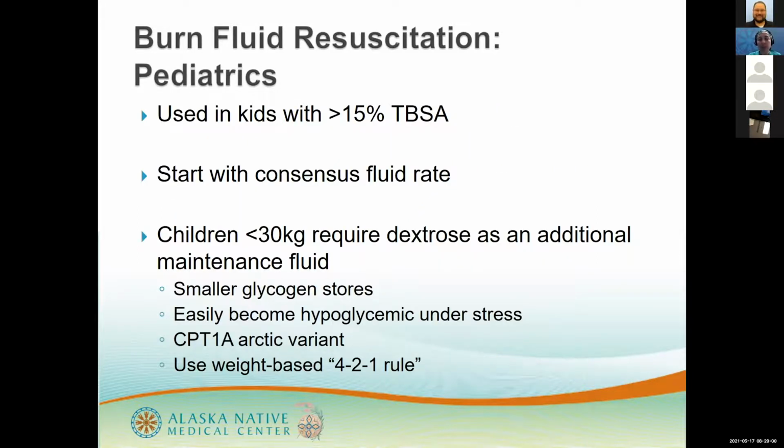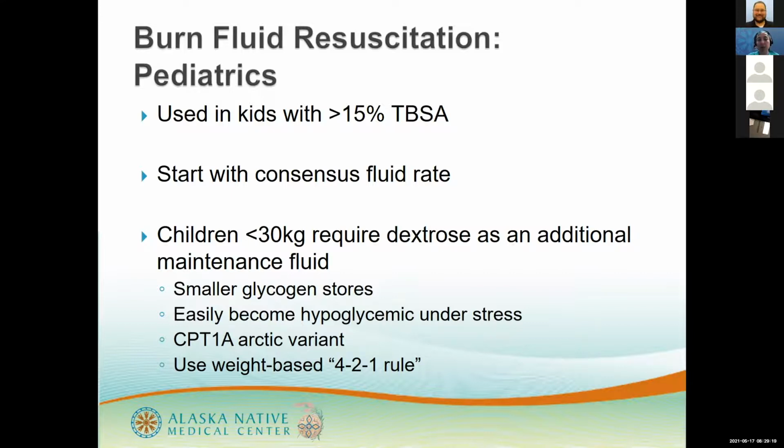Kids are a little bit different. Kids, we're going to have a lower threshold to start burn fluid resuscitation. So we're going to start at 15% TBSA, but they have the same formula. That same consensus fluid rate. So we're going to calculate that out.